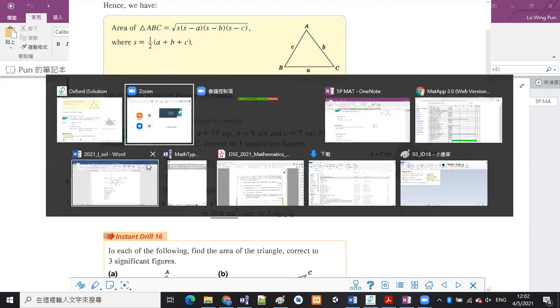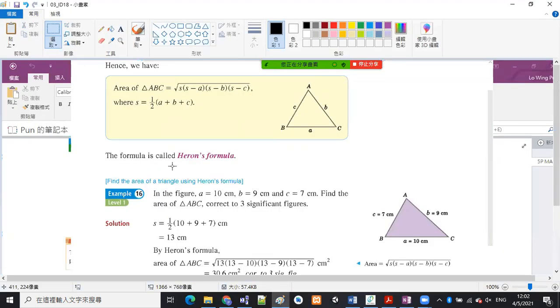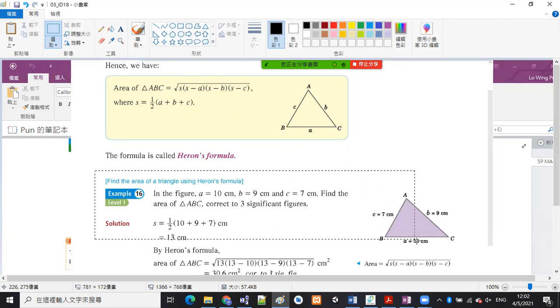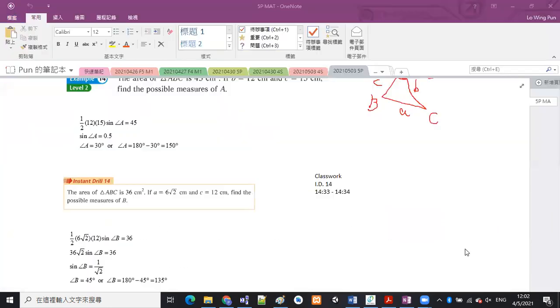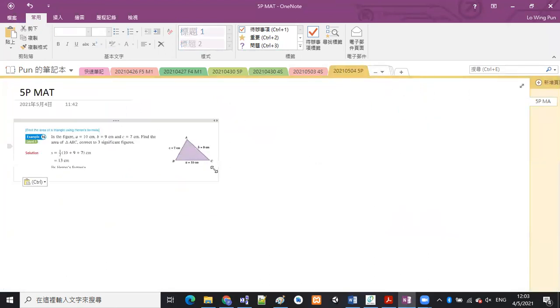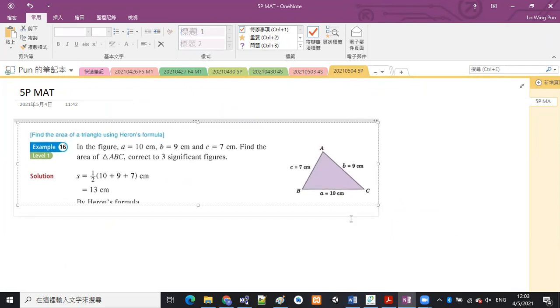Just to show you how to use this formula once. In the figure, A is 10 cm, B is 9 cm, C is 7 cm. And the question just asks you to find the area of triangle ABC. So now we need to find the area of a triangle. For this triangle, we do not have any angle, but we have all the lengths. So we should use Heron's formula.